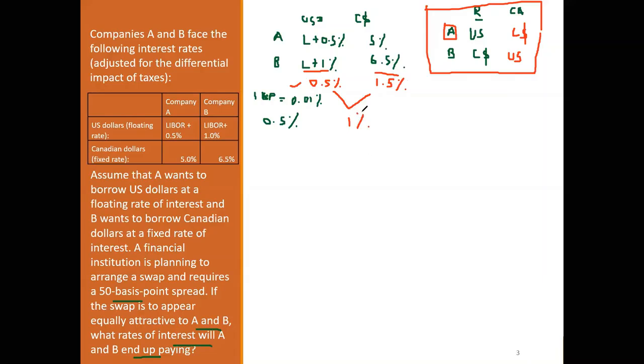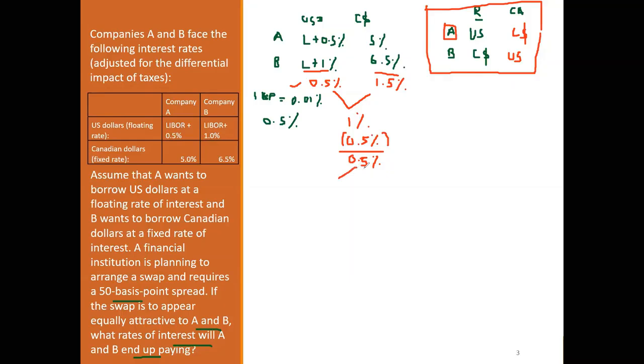So out of this 1%, because the financial intermediary is facilitating the swap agreement, you will have to pay 0.5% to the financial intermediary. So what is remaining, the benefit remaining, is only 0.5% now. Because from 1%, 0.5% was paid to the financial intermediary. So the remaining benefit is 0.5%.